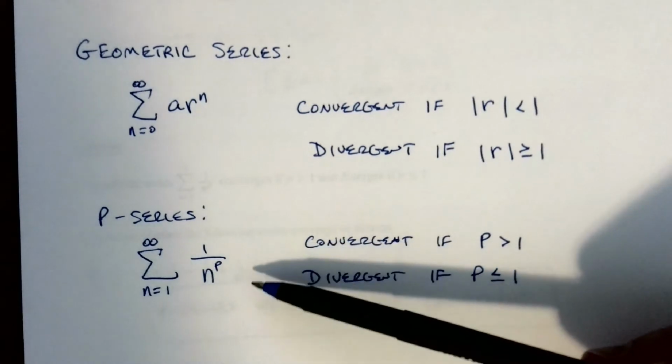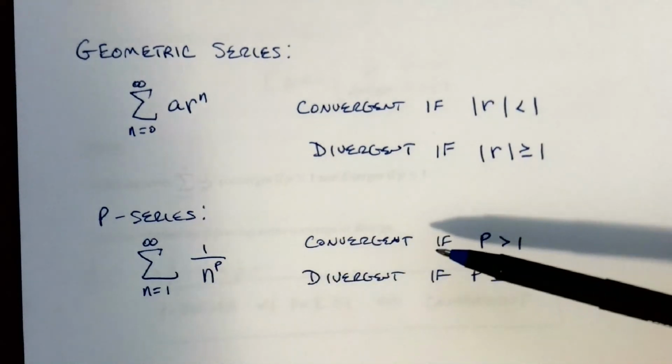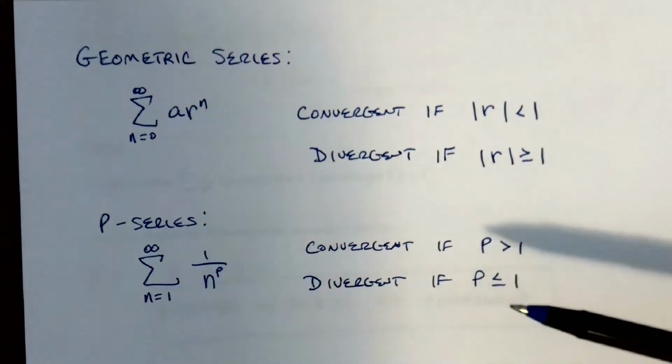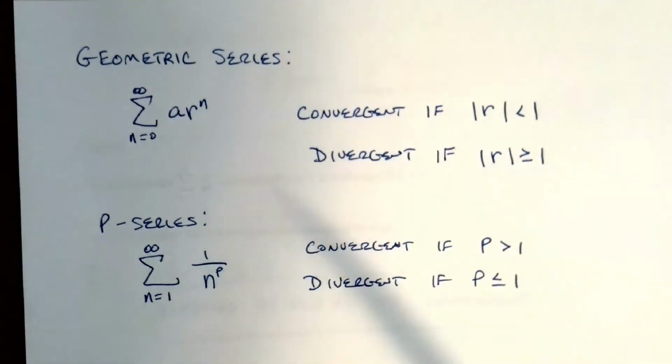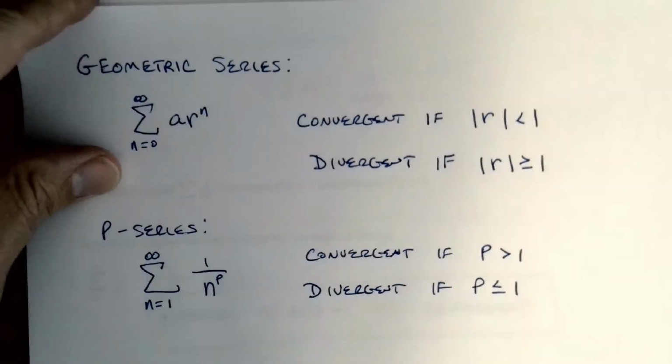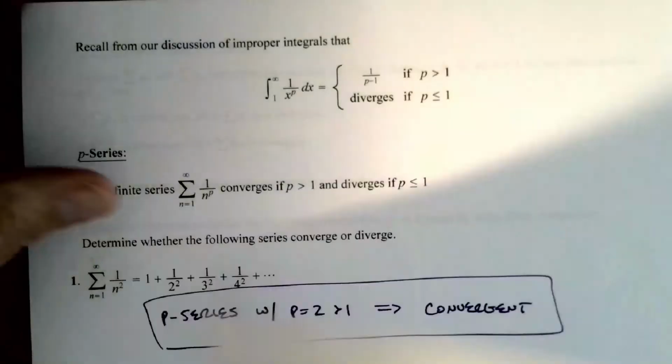And then for P series, we know what we just said: they're convergent if p is greater than 1, and divergent if p is less than or equal to 1. So let's take a look at, first of all, the direct comparison test.